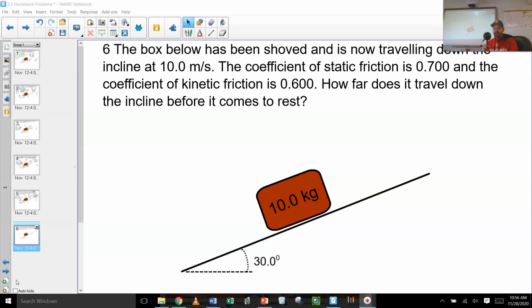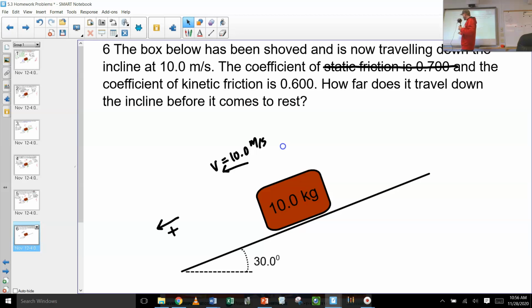The box has been shoved, and they throw us a little bit of a curve because they make it more sticky. So we know that it's already moving, right? So static friction, don't have to worry about it because we are already in motion. It is moving. It's traveling down. So my velocity is this way, 10 meters per second. I'll declare this right up front that positive is down.